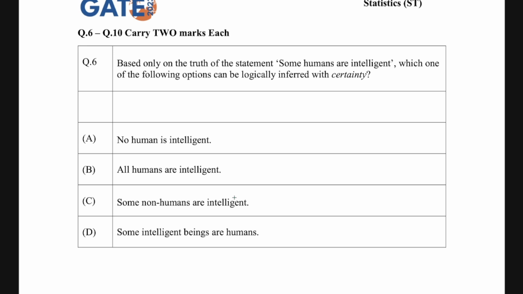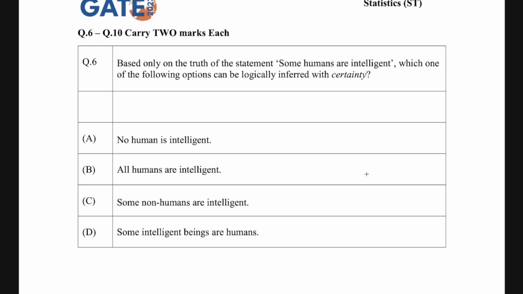Which one of the following options can be logically inferred with certainty? First statement says that no human is intelligent. Second says all humans are intelligent. Third says some non-humans are intelligent, and it says some intelligent beings are human. Okay, so now we have to infer from it. So what it says, some humans are intelligent.